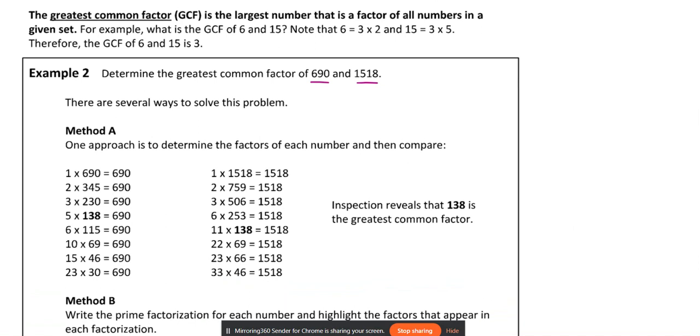So method A is to figure out the factors of 690. So 5 times 138 gives you 690. And 11 times 138 gives you 1,518. So that's the biggest number that goes into both, right? That would take a long time and that'd be annoying. So that's why we're going to use this other method.